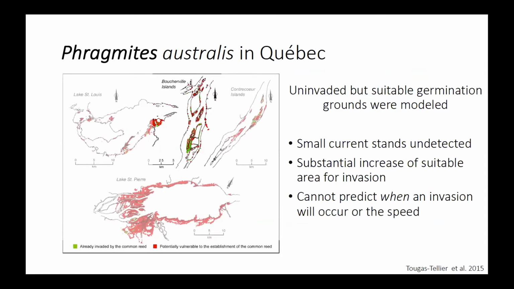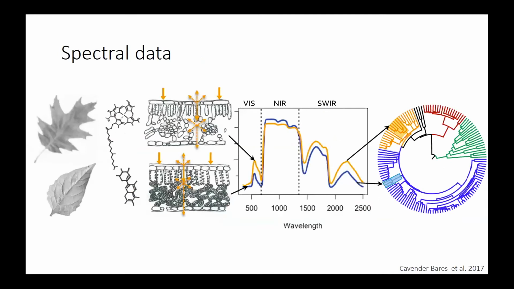The spatial model accurately classified large stands of common reed, but it could not predict when an invasion will occur or the speed at which it will progress. Lastly, they predict a staggering loss of biodiversity in the St. Lawrence River wetlands as the common reed continues to expand. These results underscore the importance of developing tools for detection in early stages of invasion for the preservation of these ecosystems. Spectral data, which describes the interaction of plant leaves with sunlight, is a remarkable tool for species discrimination and is increasingly being used to map invasive species.